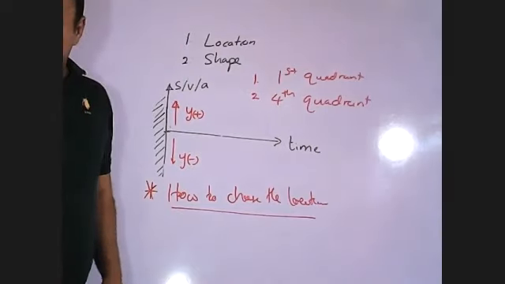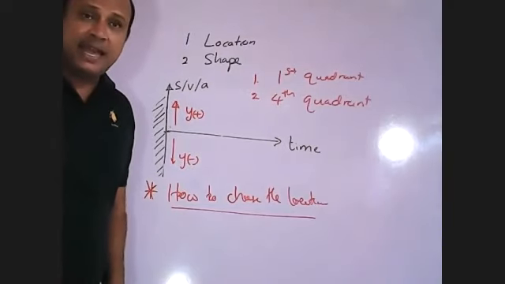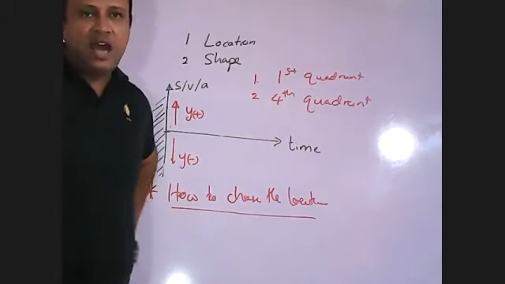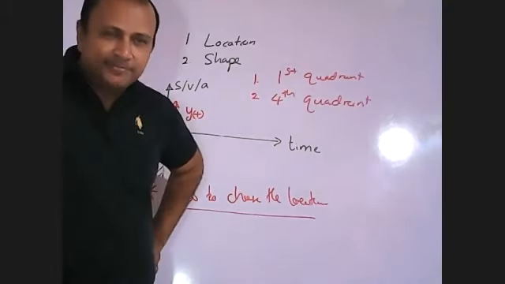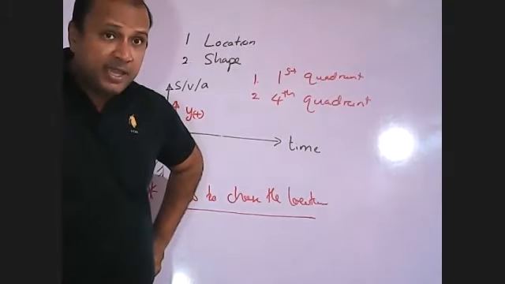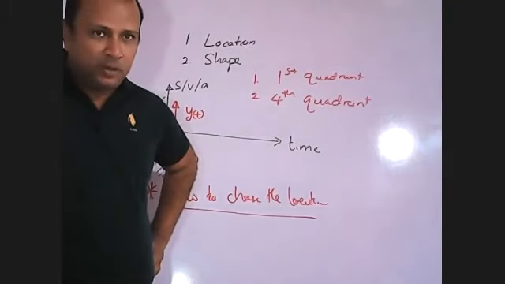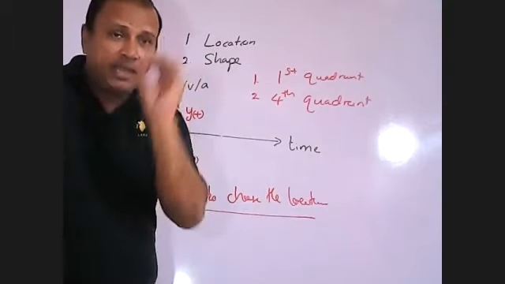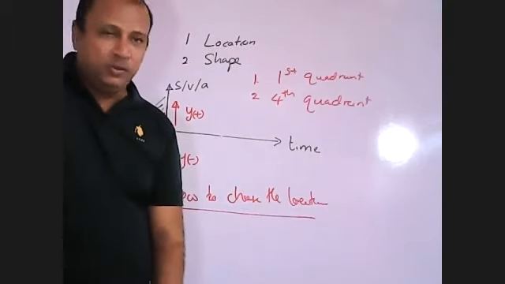Therefore, that decides the location of the graph. The location of the graph is decided by the Y value. Graph location is decided by whether Y is positive or negative.